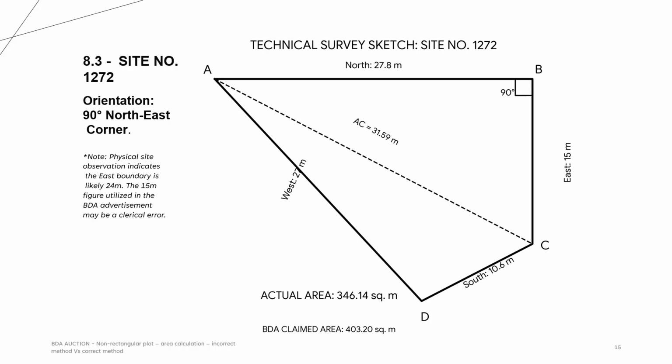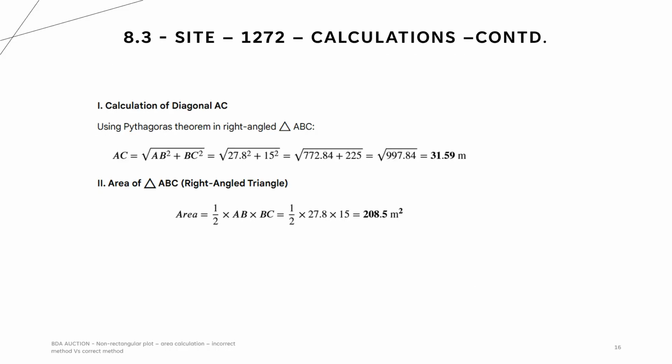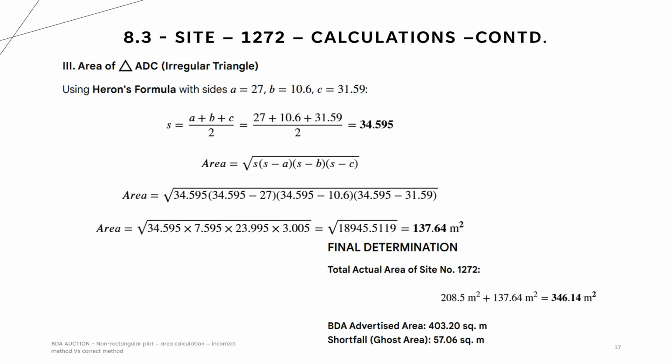Similarly, for 1272, we have provided the sketch and assuming that the northeast corner is at 90 degrees to enable us to calculate the diagonal AC in this case. Here also BDA claimed area is 403.2 square meters, whereas the actual area is 346.14 square meters. And the detailed calculation is shown over here in the next page, on the final page.